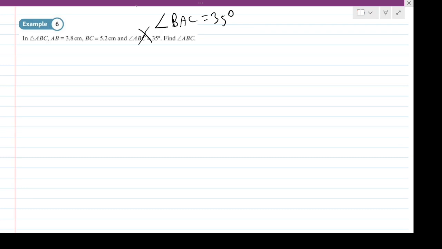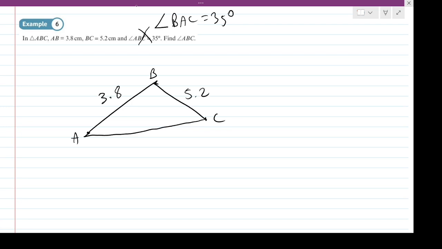Find angle ABC. Okay, so again, let's draw a rough idea of a triangle to put this information in, so we can put the lengths and the angles in. Point A is here, point B there, and point C there. I'm not worried about how accurate the triangle is, I'm just drawing a rough sketch. So AB is 3.8, let's put it here. BC is 5.2, and we don't know AC, that's okay.